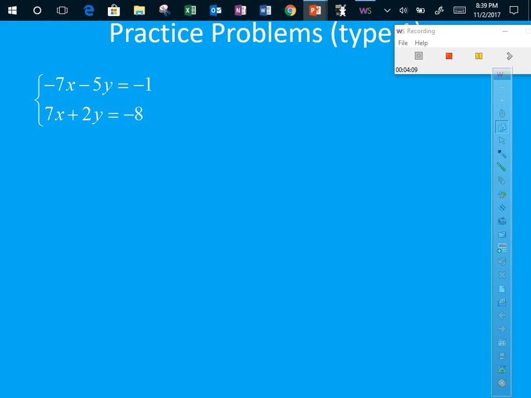If you look at your type 2 there, number 2 I meant, notice that the same thing happens. If I add these together, my x terms are going to drop out. I'm going to be left with negative 5 plus 2, so I've got negative 3y equal negative 1 plus negative 8 is negative 9. Divide both sides by negative 3 and get 3. So I know my y-coordinate is 3.